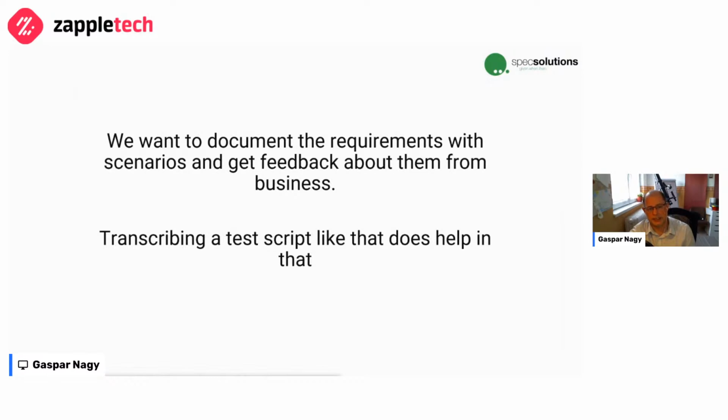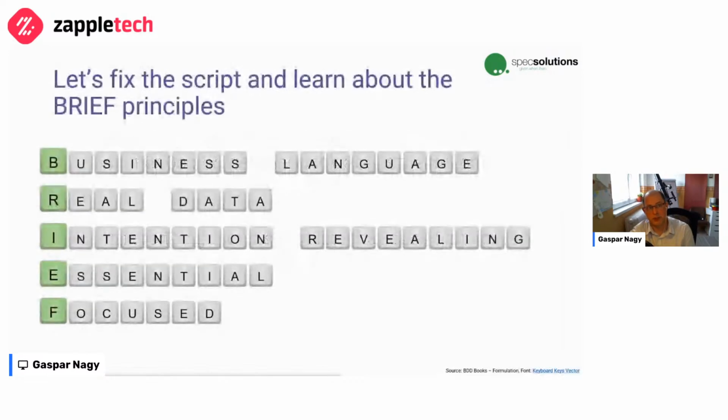And while fixing it, we can learn about the BRIEF principles. Now this is the first time when I can finally show what these BRIEF principles really mean. This is a mnemonic taken from the initials of the five principles, and actually briefness is the sixth one. That makes sense. B stands for business language, R stands for real data, I stands for intention revealing, E stands for essential, and F stands for focused.